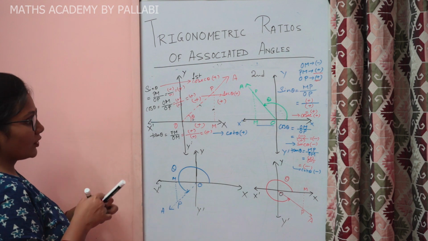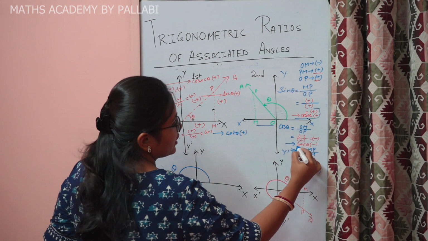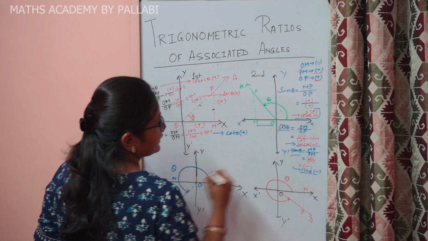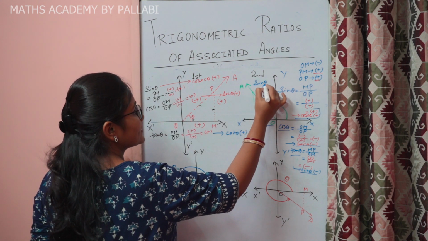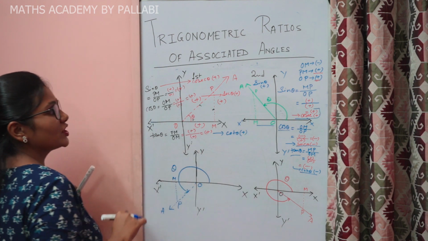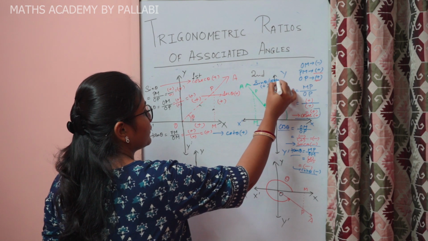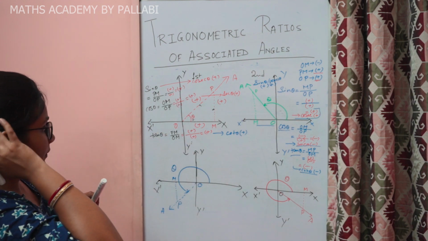So in the second quadrant you can see that sin theta and cosec theta are positive, cos theta and sec theta are negative, and tan theta and cot theta are negative. So in the second quadrant only sin theta and cosec theta will be positive, and the rest of the ratios will be negative.